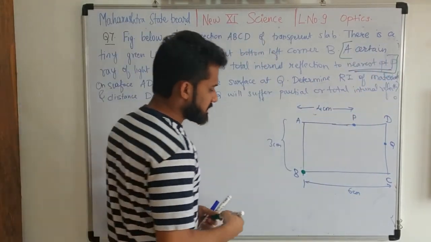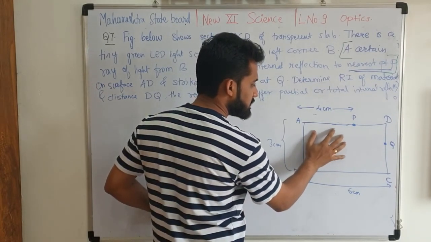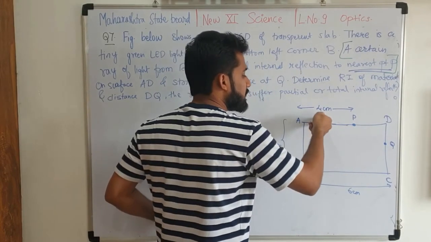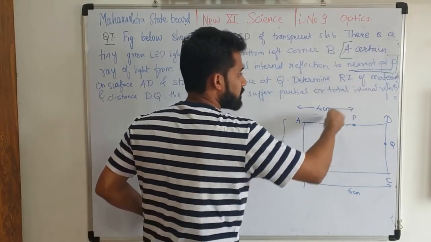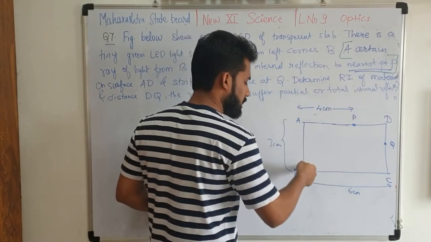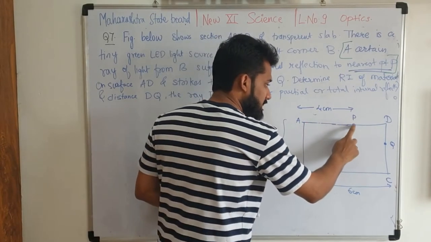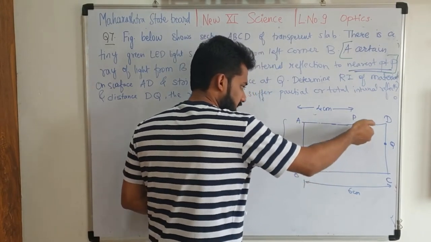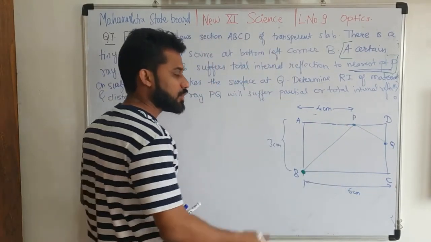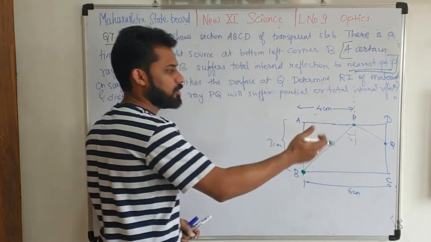See, the LED is placed at this corner, and as the light starts traveling in the glass, as the light is traveling from glass to air, it will suffer refraction and it will bend away from normal. So as the ray is traveling, it will go away from normal. This is the nearest point from A to D where the ray is suffering total internal reflection. So we can say that this angle should be almost the critical angle.